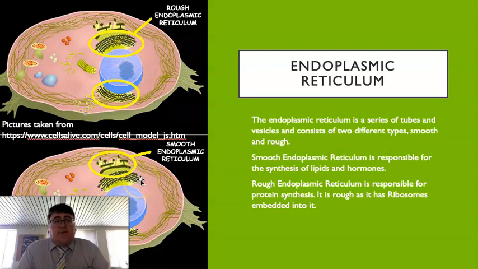The smooth endoplasmic reticulum, on the other hand, is not responsible for creating proteins. It's responsible for the synthesis of lipids and hormones, and consequently does not need to have ribosomes embedded into it.